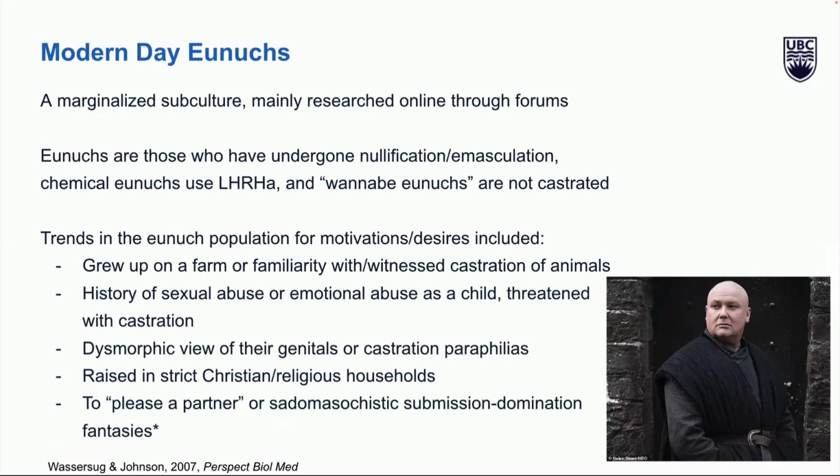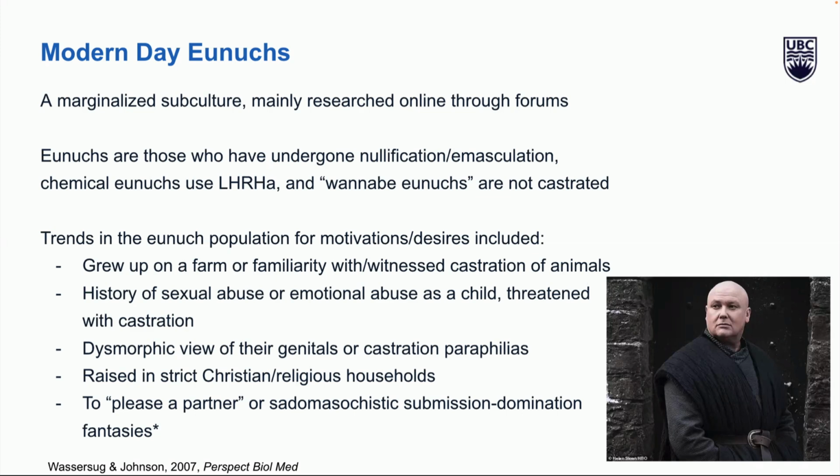Today, the investigation and study of modern eunuchs and their population has largely been through online surveys of individuals through a forum called Eunuch Archives. Modern day eunuchs are very much a marginalized subculture through their online community, and they host meetups in North American cities as well. These are individuals that have undergone nullification or emasculation through bilateral orchiectomy, with or without penectomy and scrotectomy.